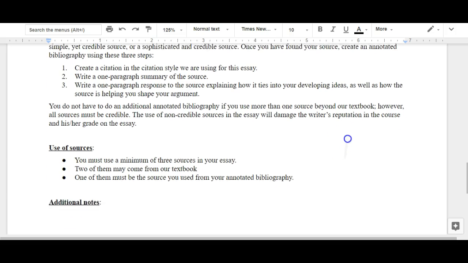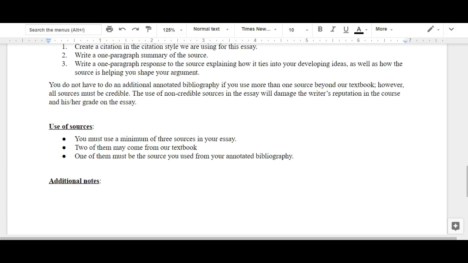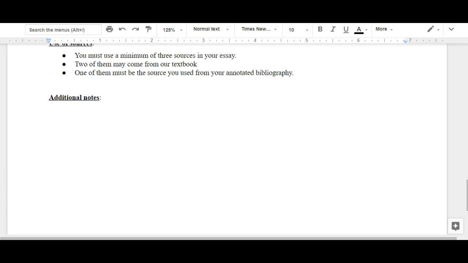As far as using sources, you need to use a minimum of 3 sources in your essay. That can be a combination of 2 from the textbook and 1 outside source, or 1 from the textbook and 2 outside sources. But whatever source you use for your annotated bibliography, that source must also be included with your essay. So I love this spot. If you choose to print this out, you can create additional notes.